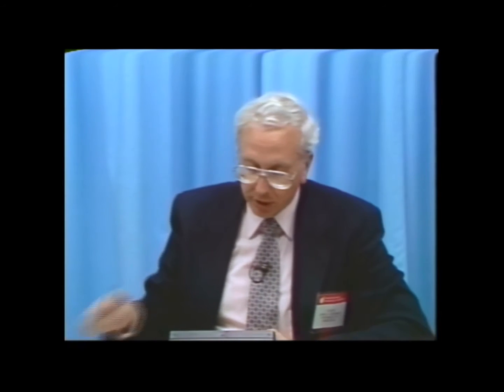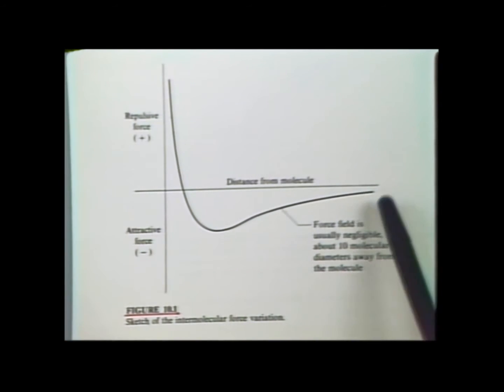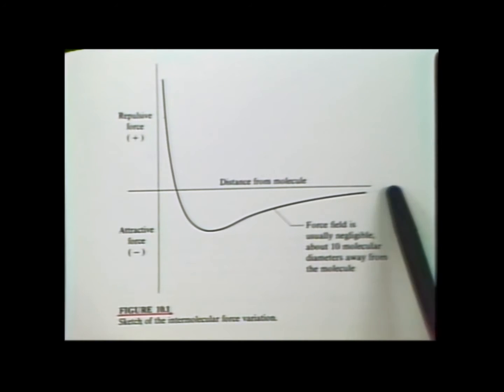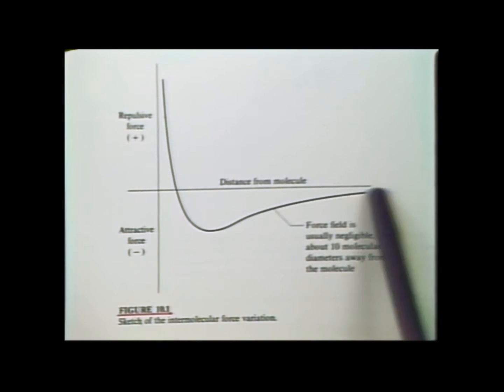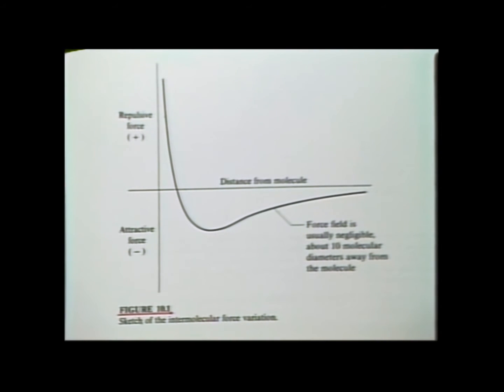However, notice again in this figure 10.1 that the intermolecular force does taper off to a small value. In fact, if you go more than 10 molecular diameters away from the center of the molecule, this force field is pretty small and you can neglect it. By definition, a gas in which you neglect the intermolecular forces is called a perfect gas. That's what a perfect gas means. A gas in which the intermolecular forces are neglected.